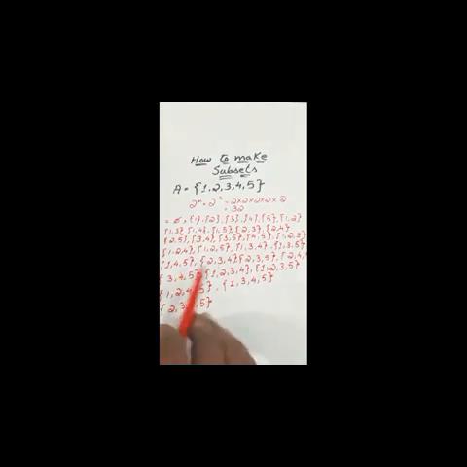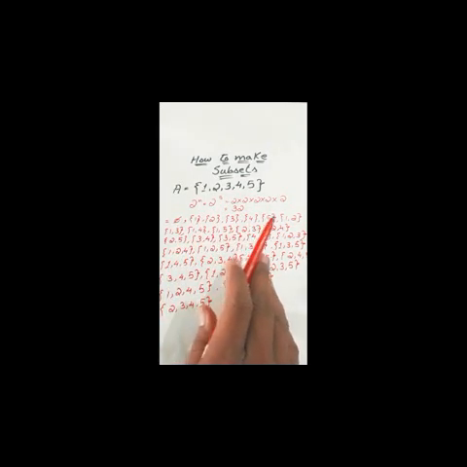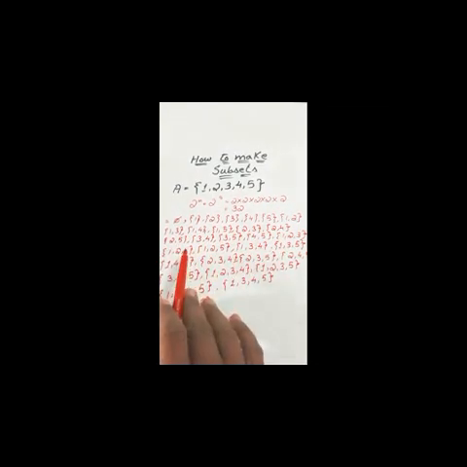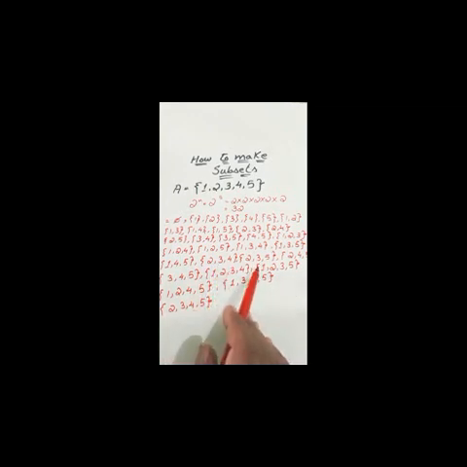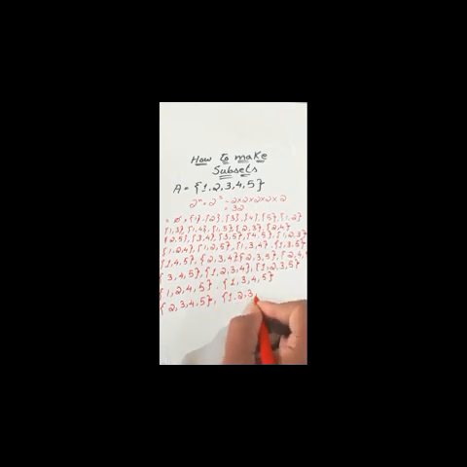Now let's count the number of subsets first. 1, 2, 3, 4, 5, 6, 7, 8, 9, 10, 11, 12, 13, 14, 15, 16, 17, 18, 19, 20, 21, 22, 23, 24, 25, 26, 27, 28, 29, 30, 31. Only one subset is remaining, that will be the improper subset of the given set, that is 1, 2, 3, 4 and 5.